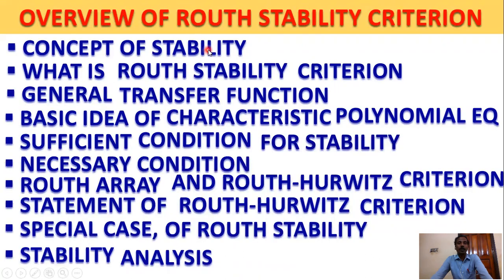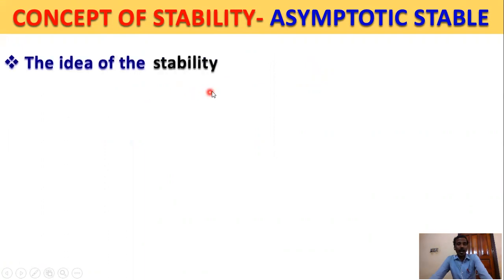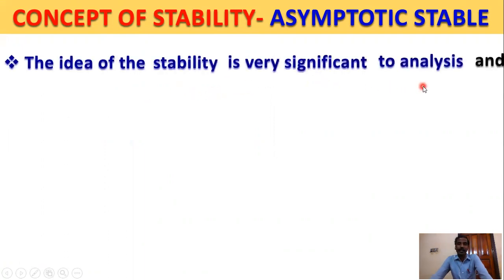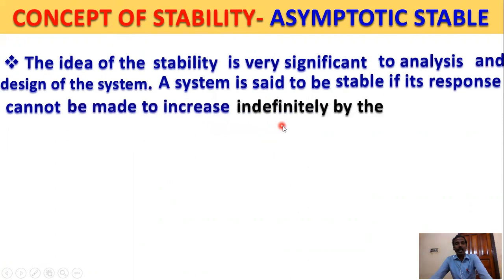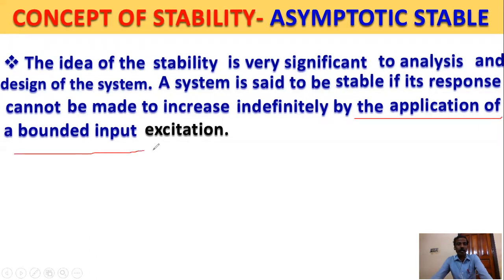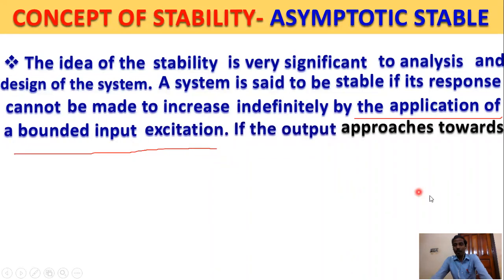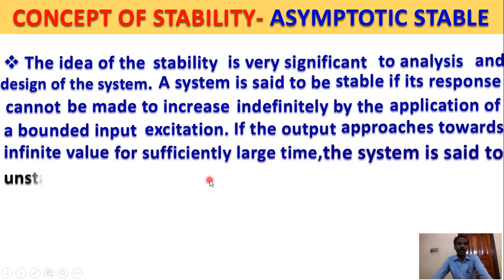So first point, concept of stability. What is the concept of stability or asymptotic stability? The idea of stability is very significant to analysis and design of the systems. A system is said to be stable if its response cannot be made to increase indefinitely by the application of a bounded input excitation. So this is very important: by the application of a bounded input excitation, the output is also obviously bounded. If the output approaches an infinite value for sufficiently large time, the system is said to be unstable.